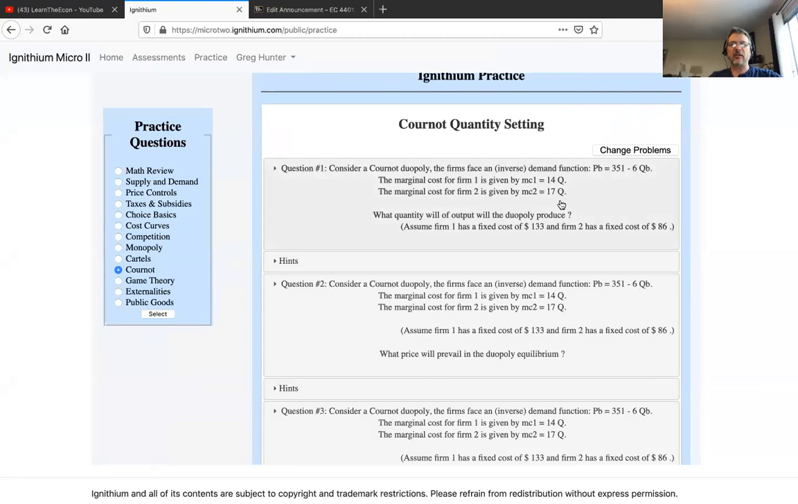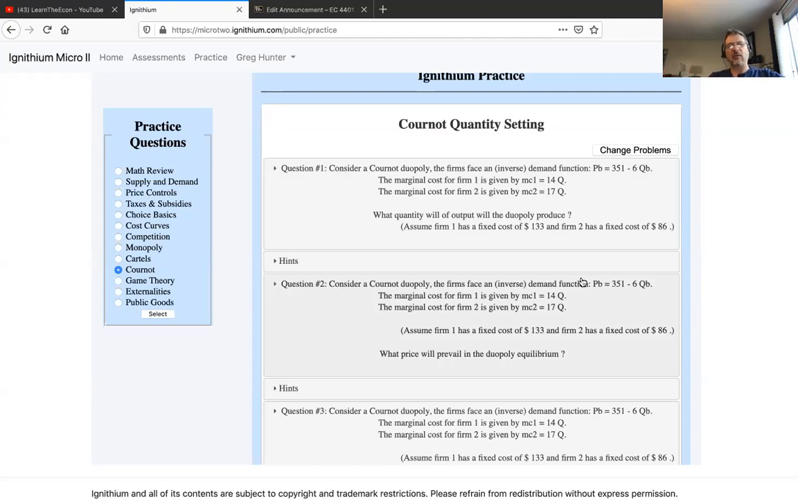Here are the problems from Cournot, and I'll just read the first one. Consider a Cournot duopoly. The firms face an inverse demand function. So we're given the inverse demand function, and then we have a marginal cost function for each of the firms.